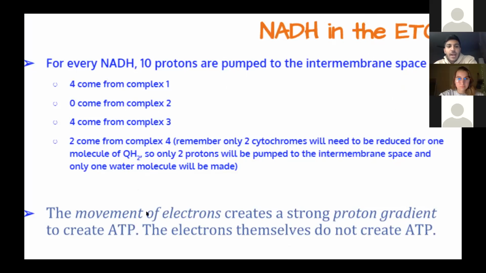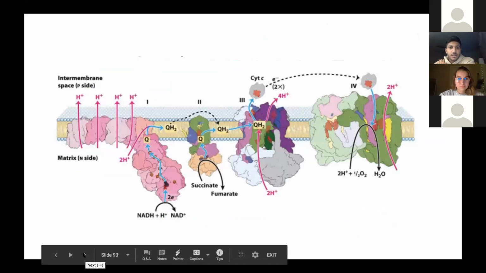And so what you have here is basically the movement of electrons are going to lead to something called a proton gradient, right? A proton gradient is really important because what that basically means is you have a high concentration of H plus in your intermembrane space and a low concentration in your matrix. And so obviously high to low, the ATP synthase will use that difference in gradient in order to make ATP.